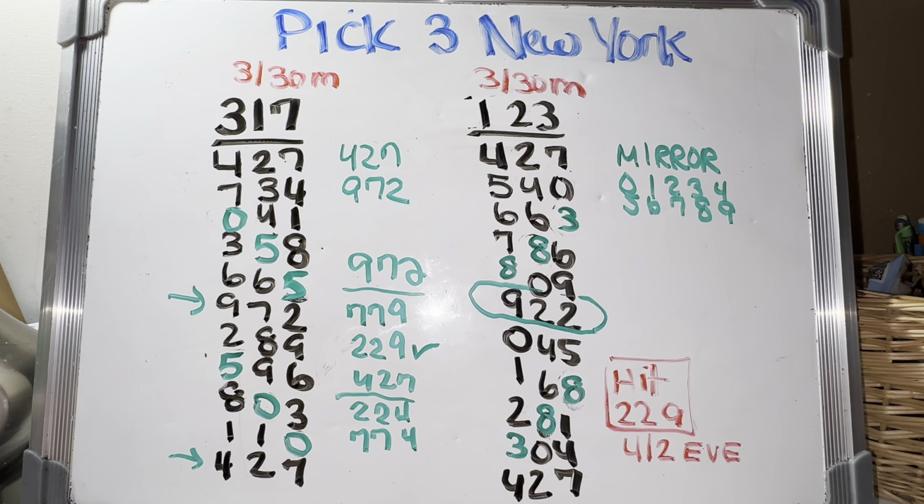Well, guess what hit? It took a couple of days. April 2nd, evening, 229 hit. So we used our 317, we put those combinations into their double form, we used the 1, 2, 3 to check off a possibility, and then that 229 came out April 2nd evening.